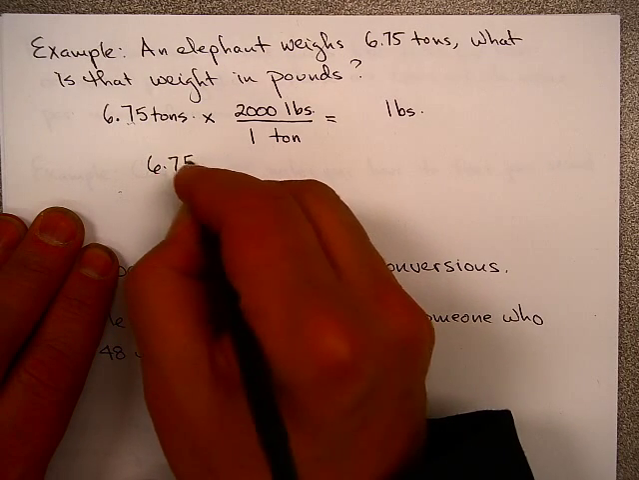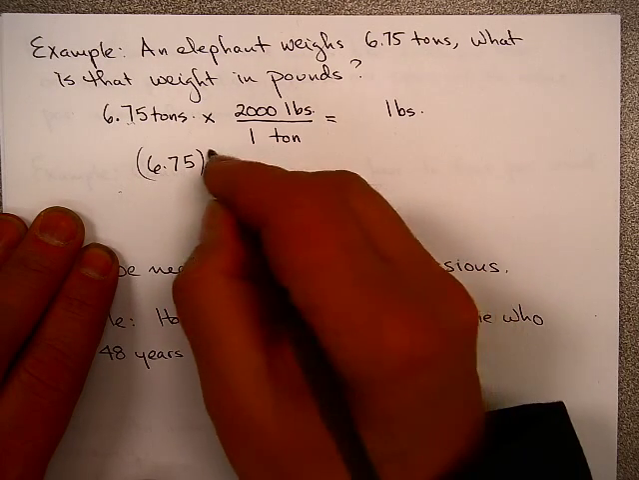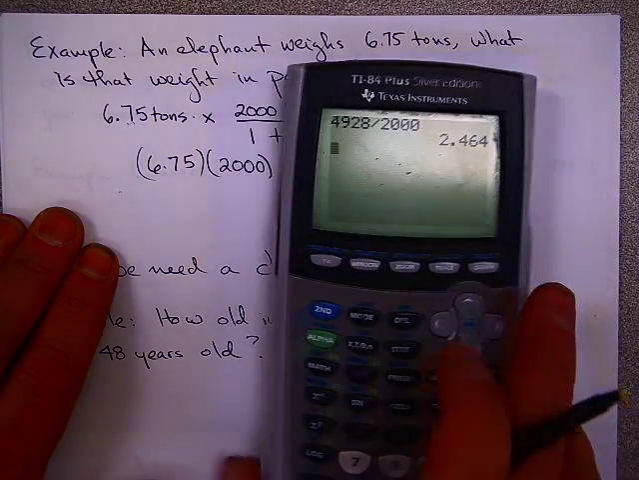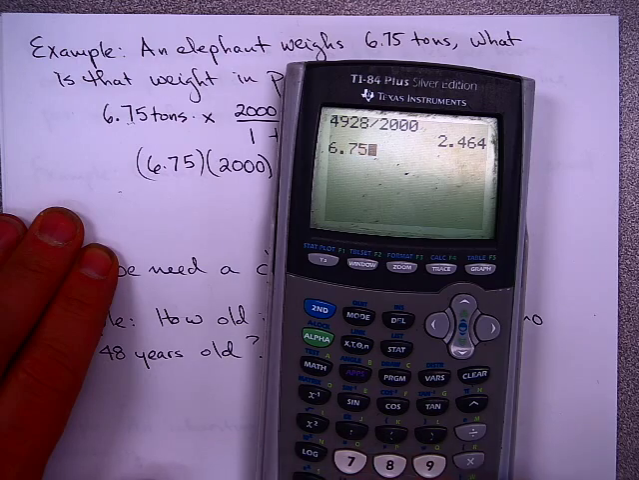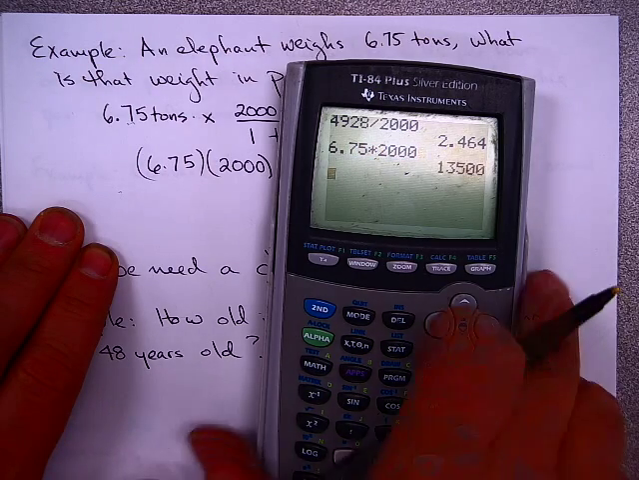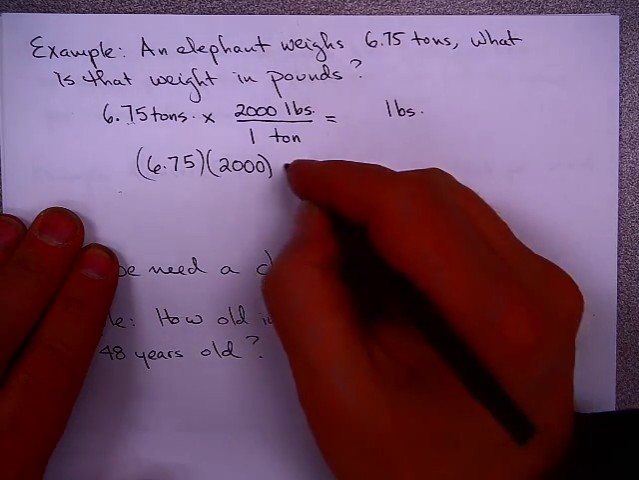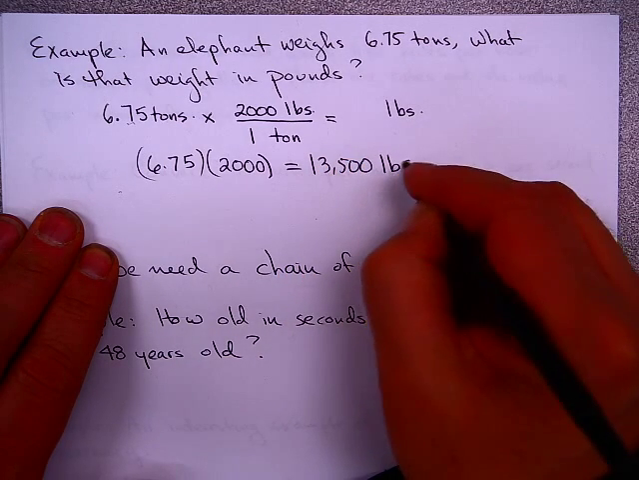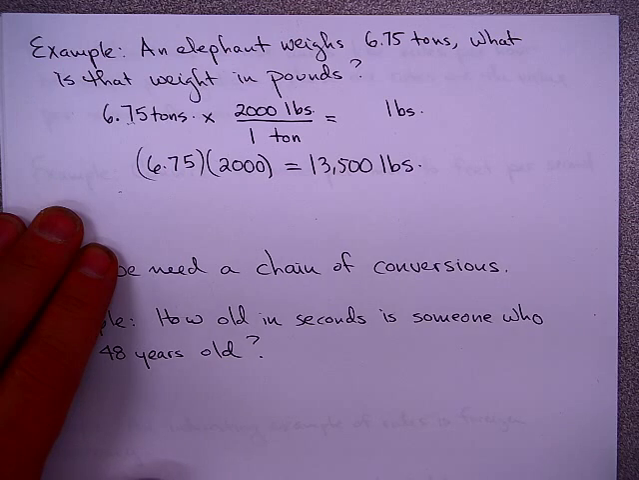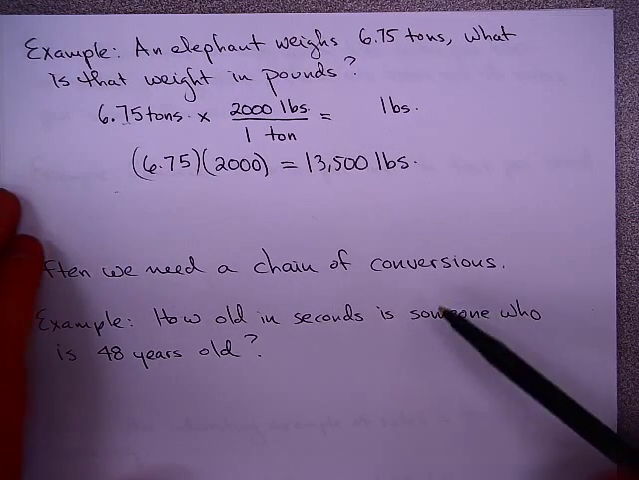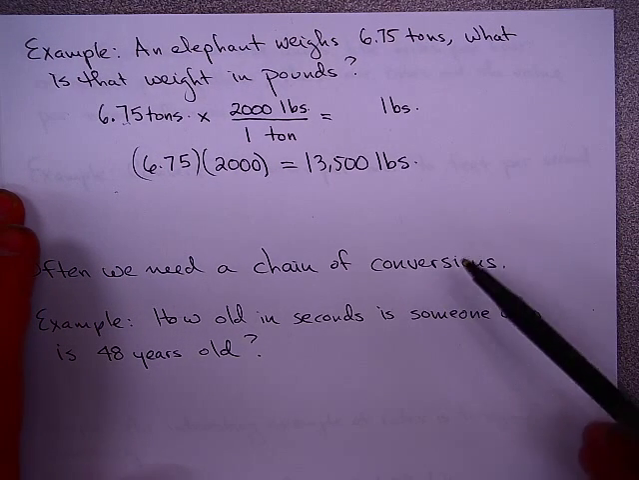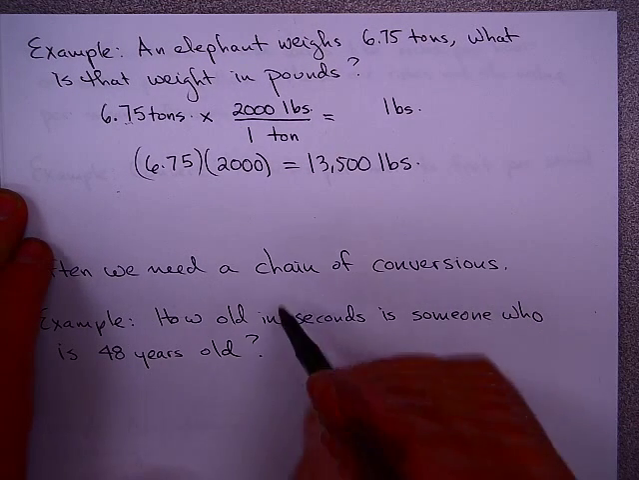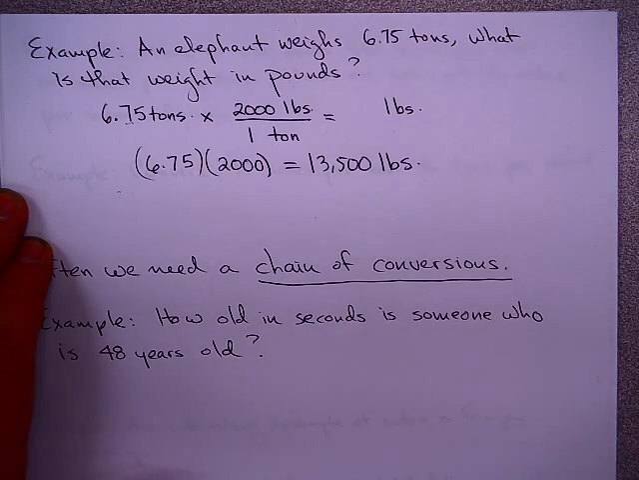And this problem is as easy as just taking 6.75 times 2,000. And if I do that again on my calculator, I get 13,500 pounds. Now, in both of these examples, I converted from one unit of measure to another equivalent unit of measure. Sometimes you have to do a lot of intermediate steps, what we often call a chain of conversions.